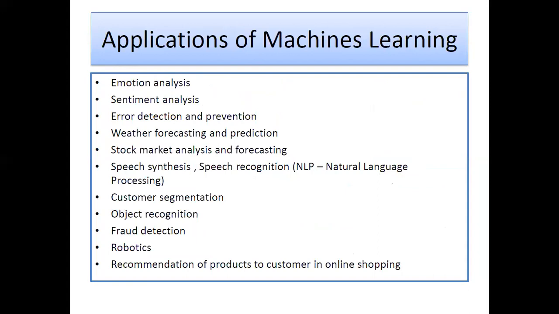The machine learning applications are a lot. You can see a lot of items have been listed here. I'm not going to explain each and every one out of here, but a couple of them you can understand on your screen. For example, weather forecasting and prediction. Machine learning can help you know whether today evening it is going to be a stormy evening, it is going to rain or not. Stock market analysis and forecasting.